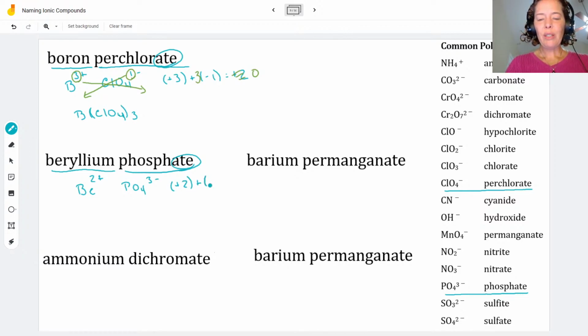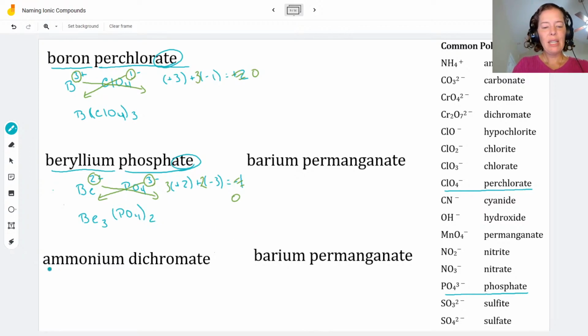Beryllium's charge plus phosphate's charge. Nah, this ain't going to work, is it? And there's not a simple multiplier that we can do on either the cation or the anion. We're going to have to do both. So here's our algebra. We need 3 berylliums and we need 2 phosphates, and then that is going to give us our neutral compound. And crisscross looks like this. 2 comes down here. 3 comes down here. So let's write beryllium phosphate. So that is Be3(PO4)2. Okay, beryllium phosphate.